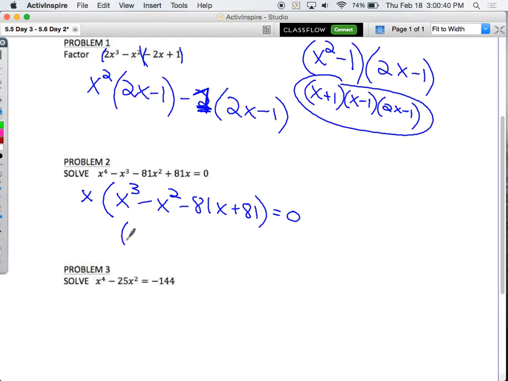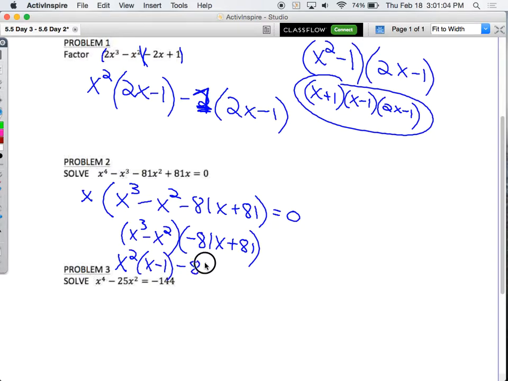So group it. X cubed minus x squared minus 81x plus 81. We're grouped 2 and 2. Now, take the greatest common factor out of each group. Here we take out an x squared, left over x minus 1. Take out a negative 81 because the leading term is negative. Left over x minus 1.